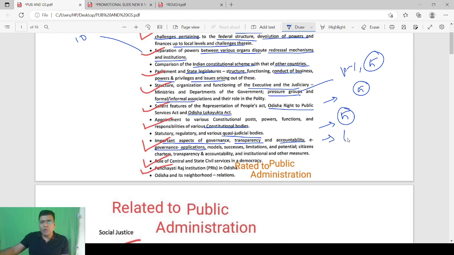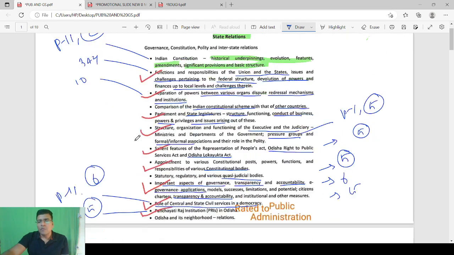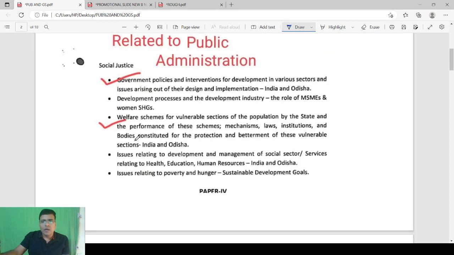E-governance, paper 1, unit 6. Transparency and accountability, paper 1, unit 5. Role of central and state services in a democracy, paper 2, unit 6. Panchayati Raj, paper 2, unit 5. So all this we cover in public administration. And welfare schemes, paper 2, unit 9, welfare administration.